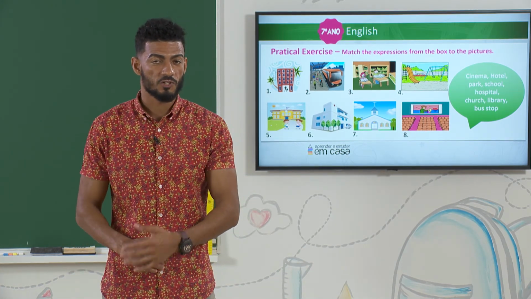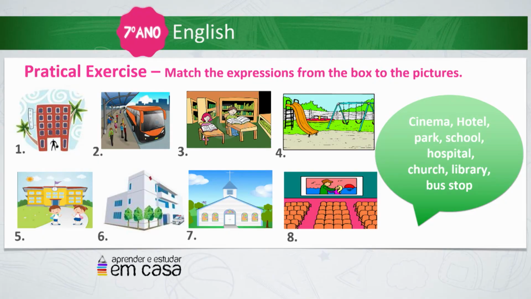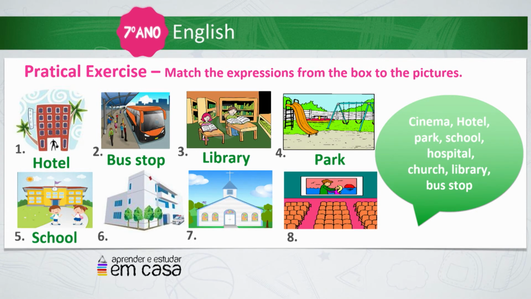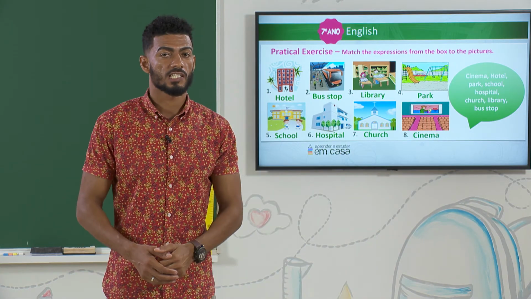So let's go and correct the exercise. So number one, what do you have? Hotel. Number two, bus stop. Number three, library. 4, park. 5, school. 6, hospital. Very good. 7, church. Good. Last one. 8, cinema. So I knew you would do it.